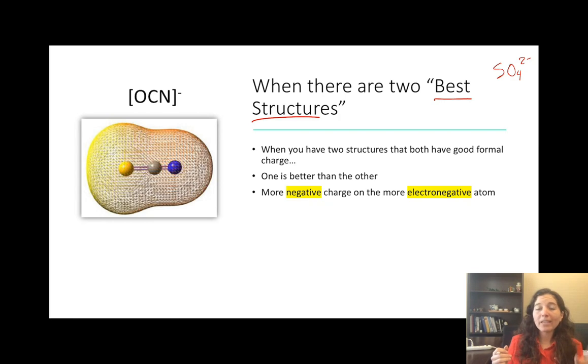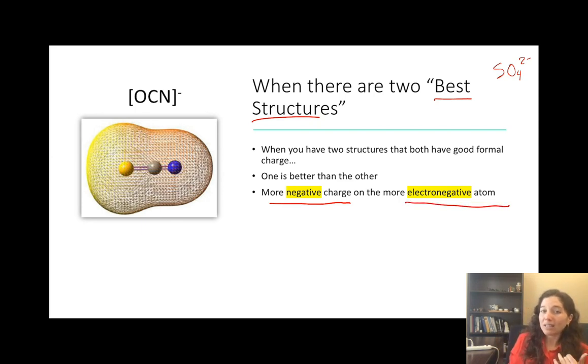So there is going to be a right and wrong. And the way to determine this is that the more negative charge goes on the more electronegative atom. This makes sense if you think about it. So we'll take a look at our OCN- molecule here. If we look, this is our electron density map. You can see that one of these atoms pulls electrons to it more. So it makes sense that the negative charges should be on the more electronegative atom because it's going to pull harder on the electrons. So that's where we're going to place them.